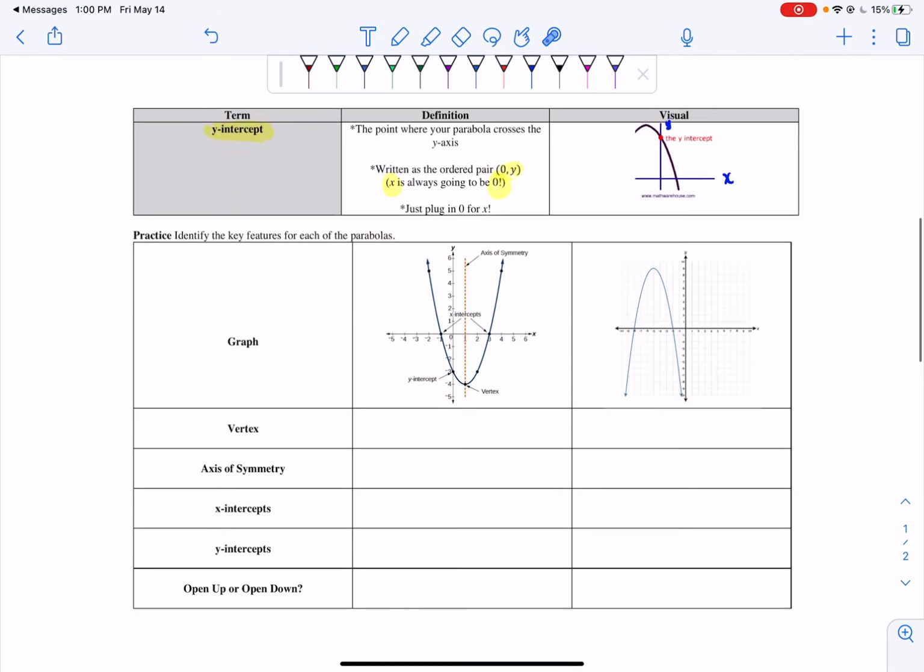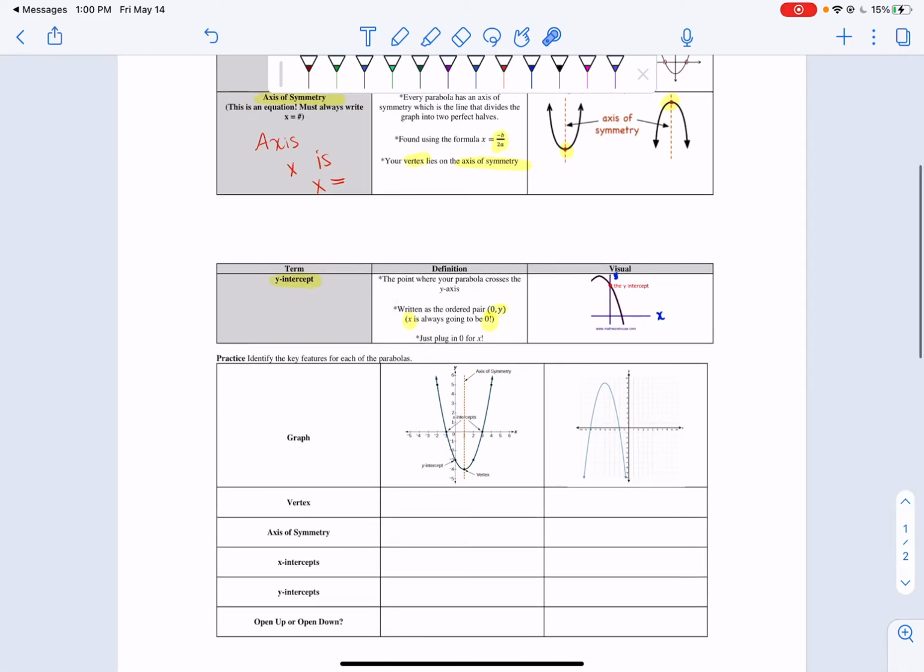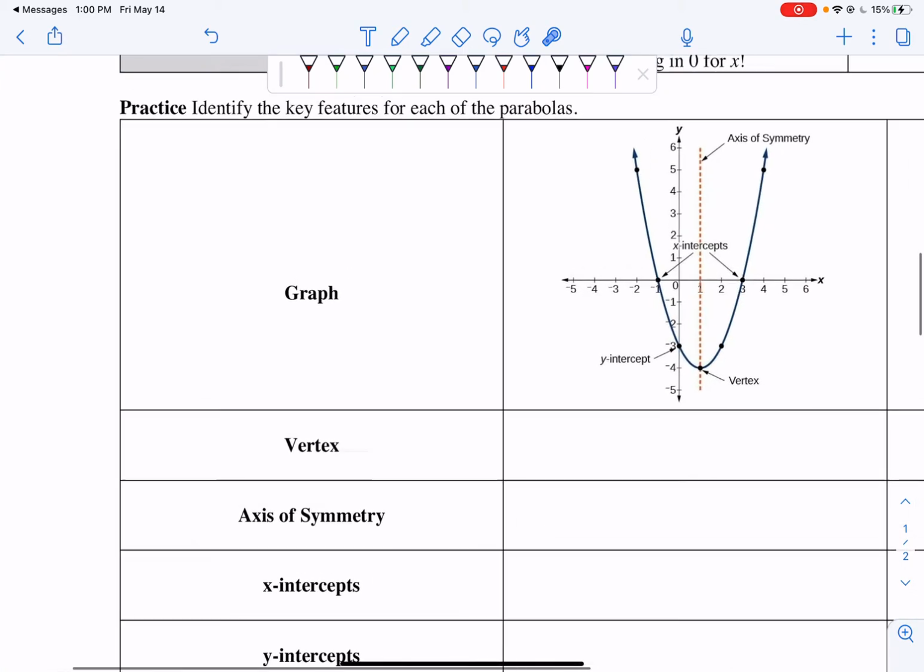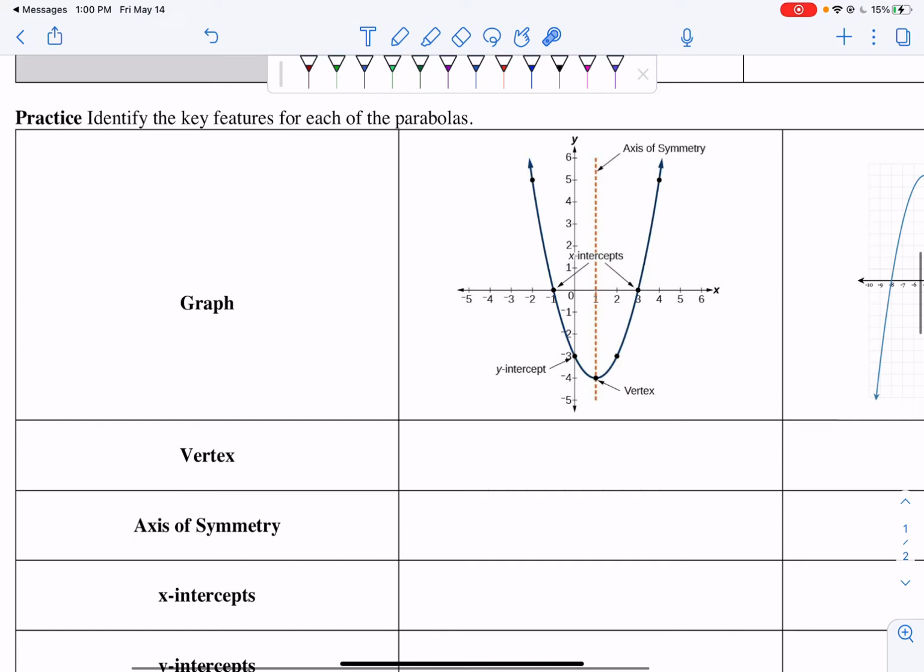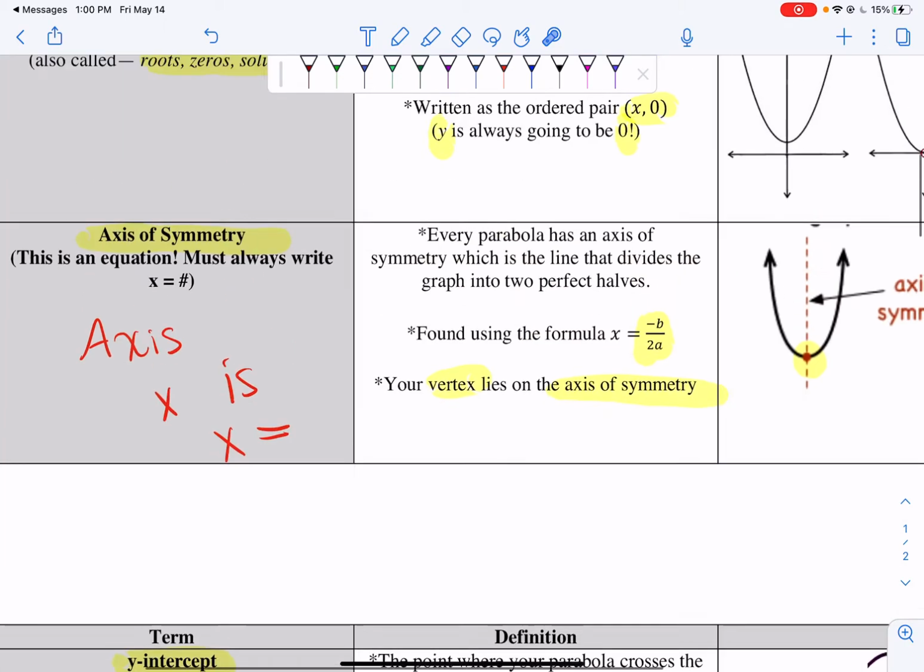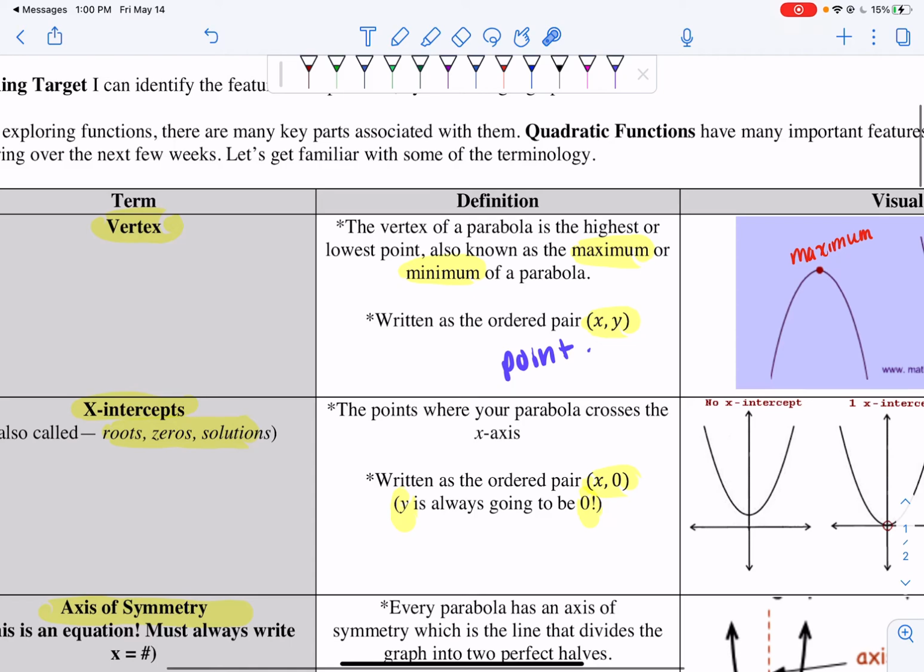If you look, we have two different problems. We have one where the image is labeled, and we have one where the image is not labeled. We're going to focus on the image that's labeled first. Practice: identify the key features for each of the parabolas. The first thing we're going to do is identify the vertex. If you remember, your vertex is an ordered pair that's written as (x, y).